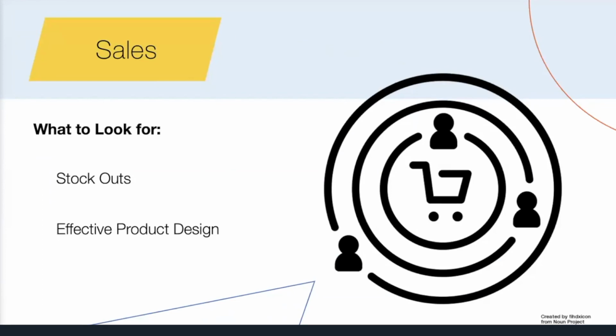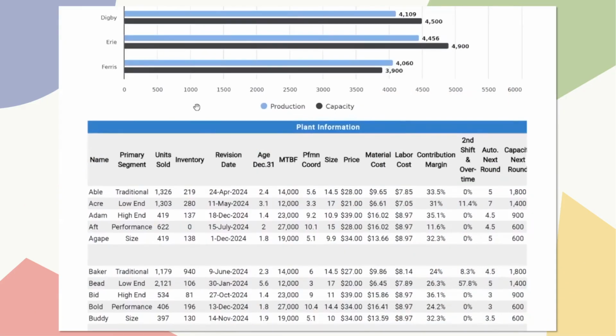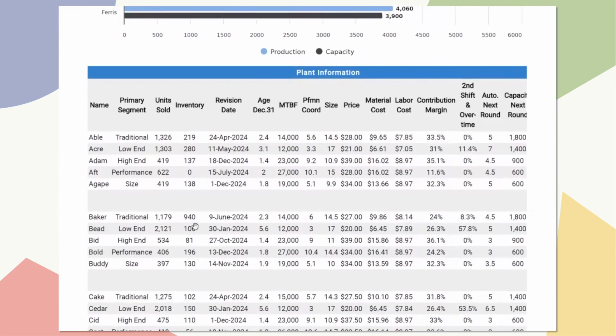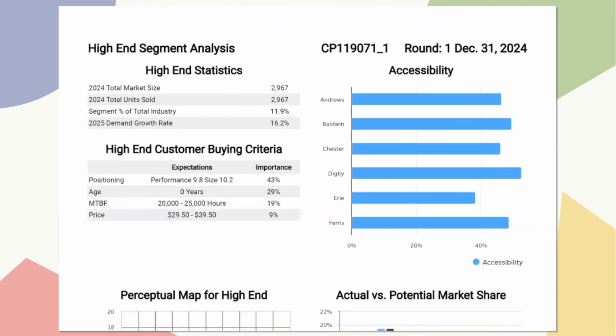Here's how you can investigate your sales in the report. First, let's look at stockouts. This means you didn't produce enough products and you ran out. Here we are on page 4, and you can reference that inventory column to see if you had any stockouts. Any product with the number 0 in inventory signifies a stockout. Here we're looking at Aft in the performance segment. Let's head down to page 10.